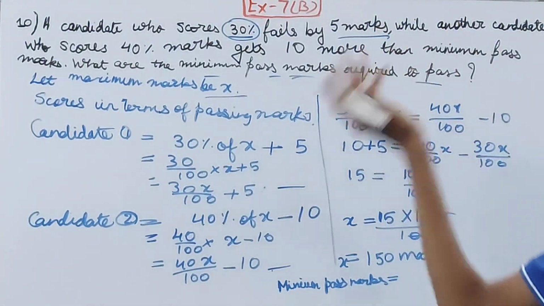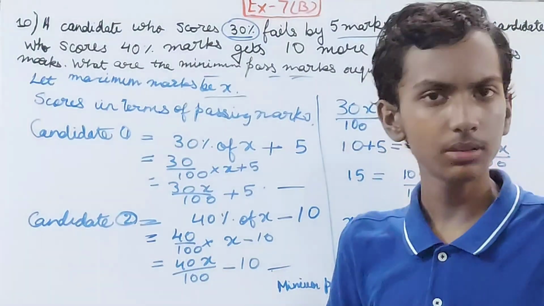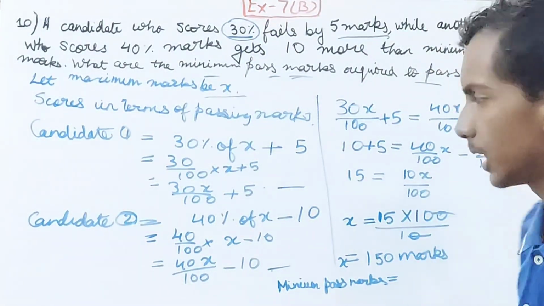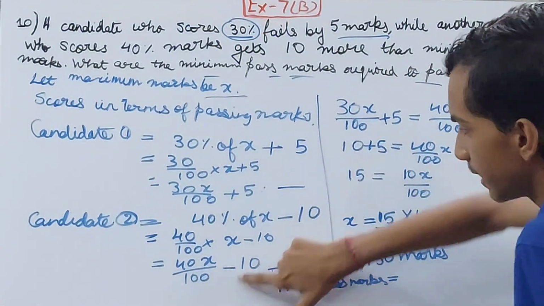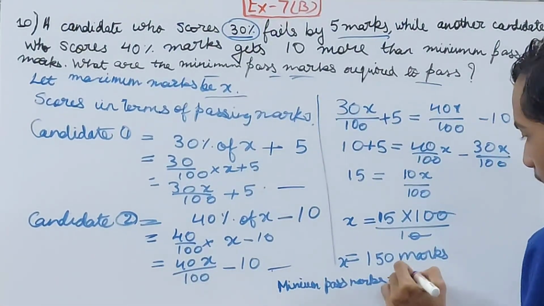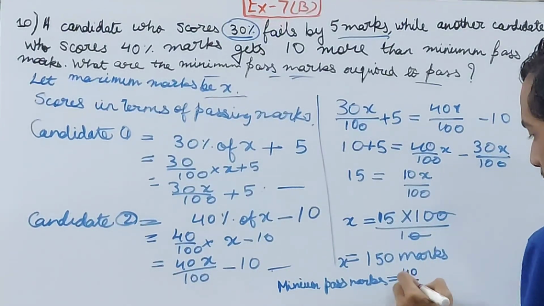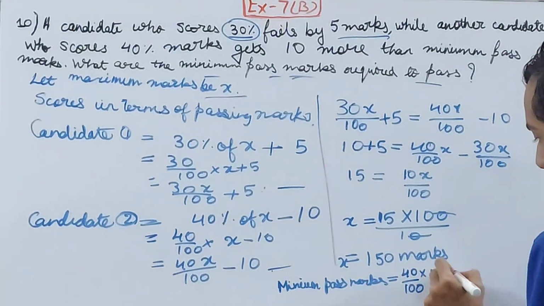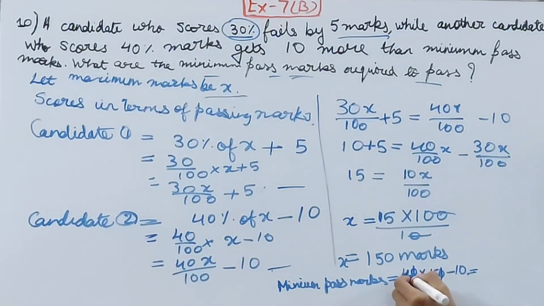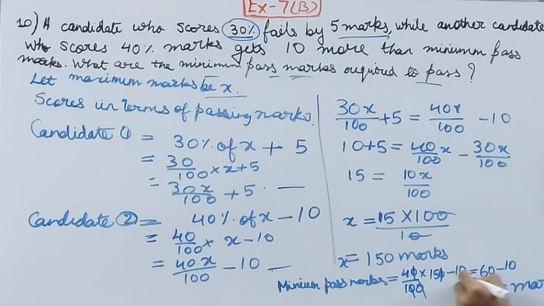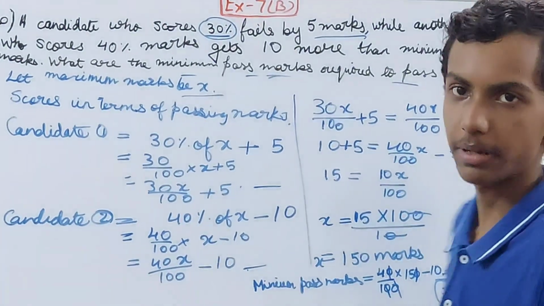Now you can take any one expression and you can substitute X in that. Let's take the second one for example. So 40X by 100, 40 into 150 by 100 minus 10. So this 0 will cancel, this 0 will also cancel. So this will be 4 into 15, 60 minus 10, that is 50 marks. That is your final answer. This is the minimum passing marks.